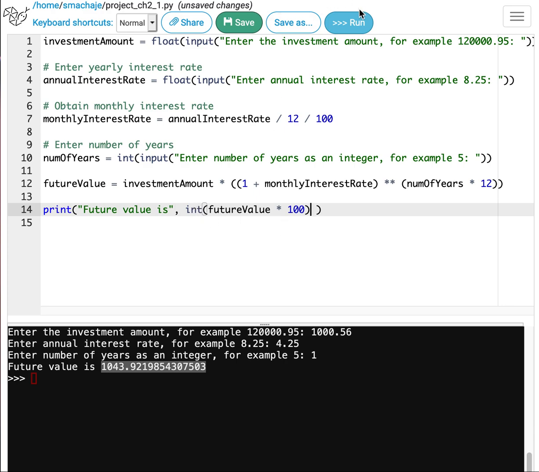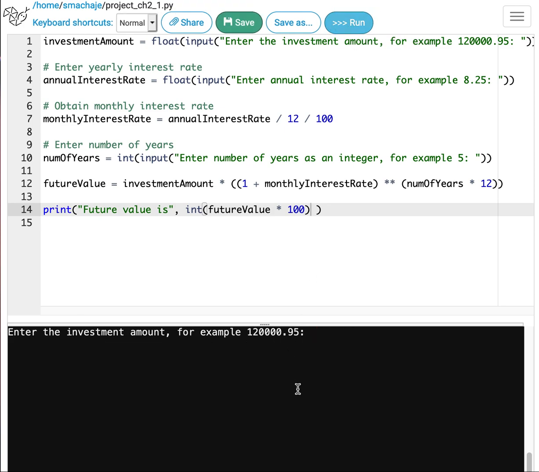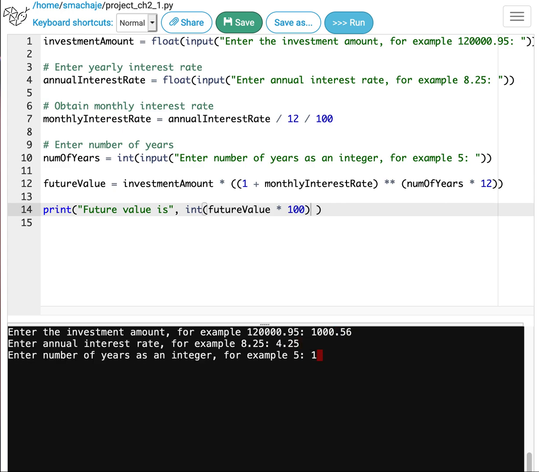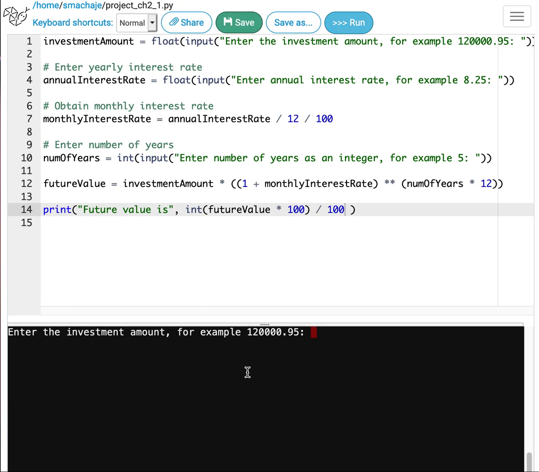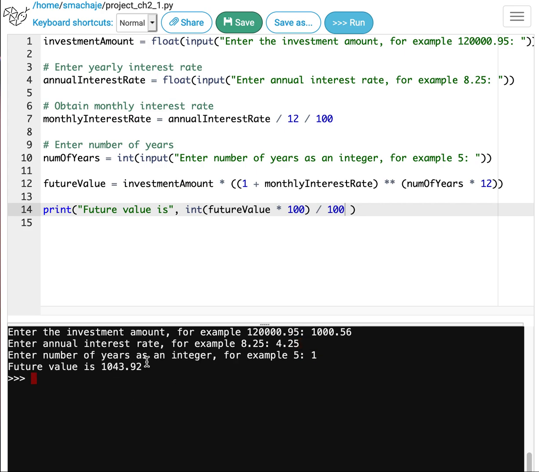All right, so just for fun, I'm going to execute it once more just to show you what this formatting looks like. So we have 4.25, 1 year. And notice that this is an entire integer, but it carries the .92 that we wanted. In order to make it back into its original value, all we have to do is divide that by 100 again. And so the resulting number will be 1043.92. So we'll go ahead and check that that is the case. And notice that the formatting came out okay. So that's the trick here, dividing by 100 right after multiplying by 100.